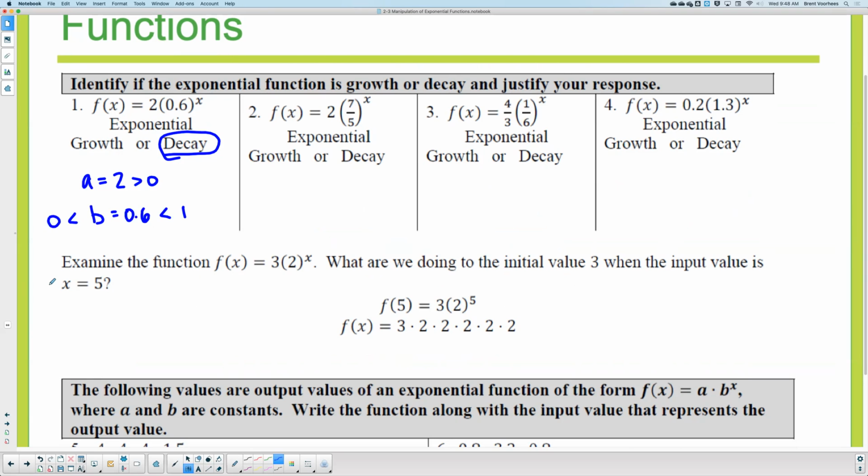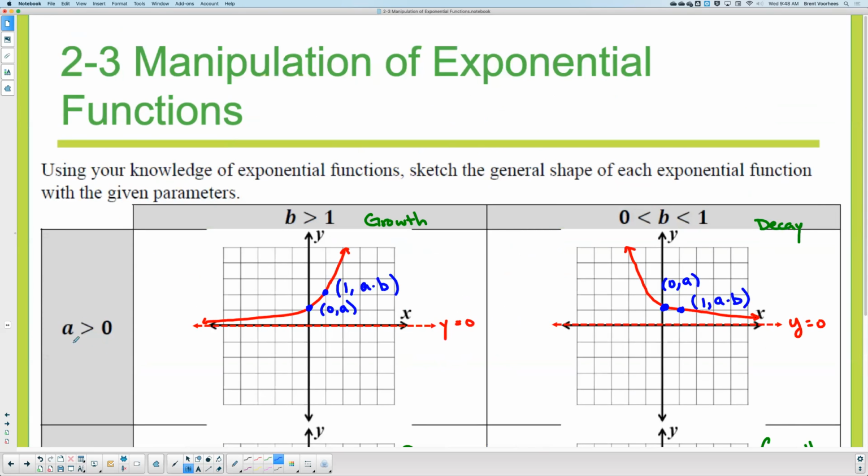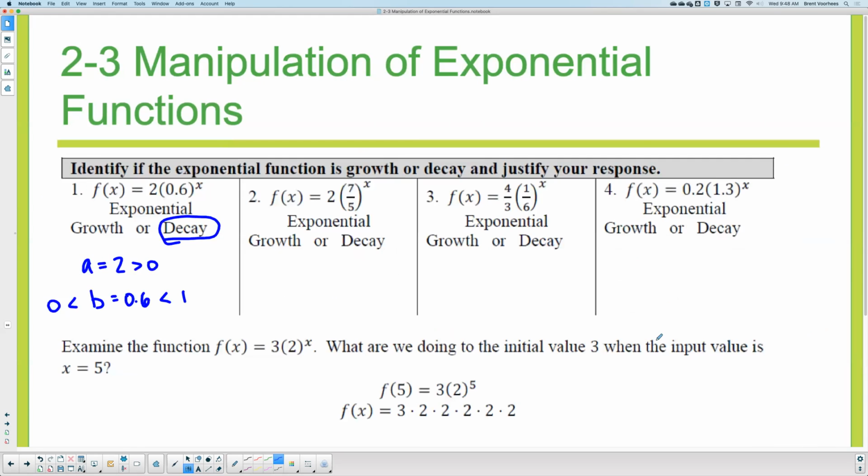And so when you look over here, if A is positive and B is in between 0 and 1, it has to be decay. That would be this situation right here. That's what the graph would look like. So A is positive, which means we're at the upper end of the graph. Since B is between 0 and 1, it's going to be approaching the asymptote as it goes to the right.